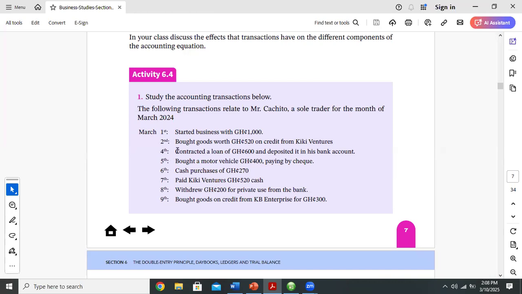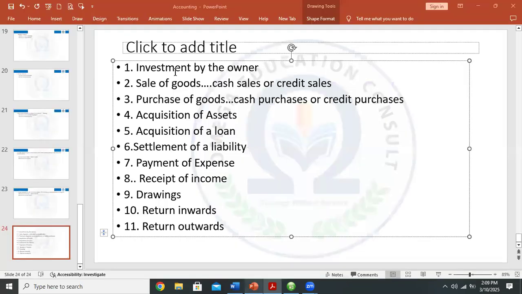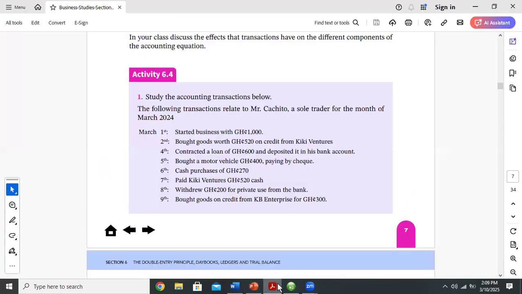Fourth, contracted a loan. So what I want my professors to appreciate is that when you see the transaction, you should be able to remember that, okay, this transaction is leading me to investment by the owner, or this transaction is a sale of goods on credit, or a sale of goods paying cash or check, or this transaction is acquisition of an asset. If you can be able to draw that link, then you can as well get the effect easily, right? So I think we have some few minutes. Yeah, we have some minutes.